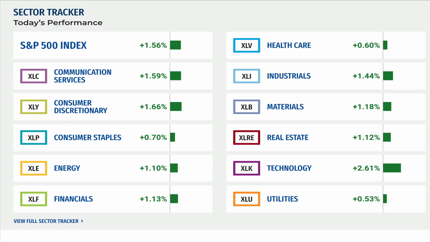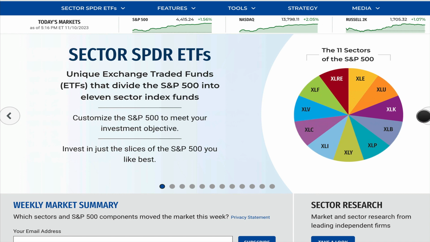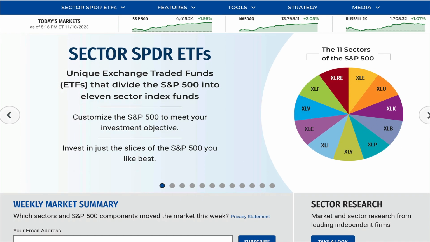I talk about money and investing and anything related to your finance. The 11 sectors are communication services, consumer discretionary, consumer staples, energy, financials, healthcare, industrials, materials, real estate, technology, and utilities. If we look here, we're going to look at exactly how much each one of them weighs in the S&P 500.